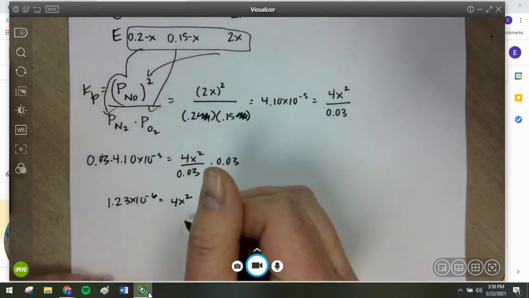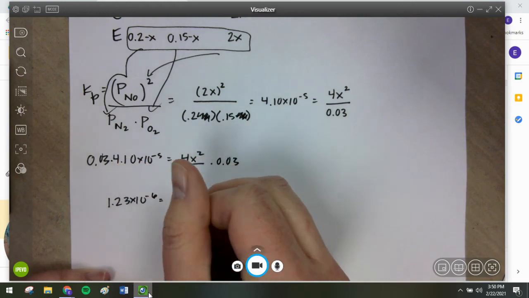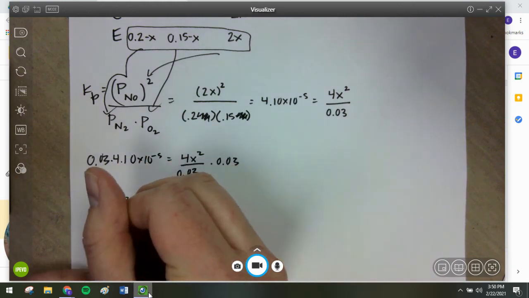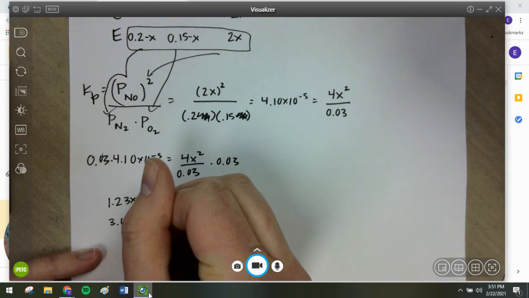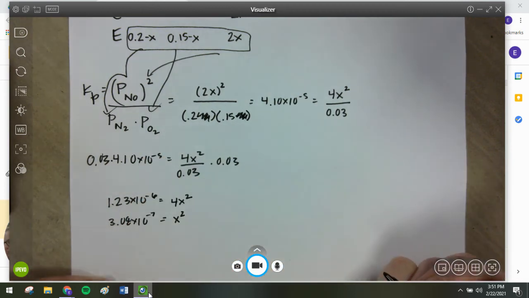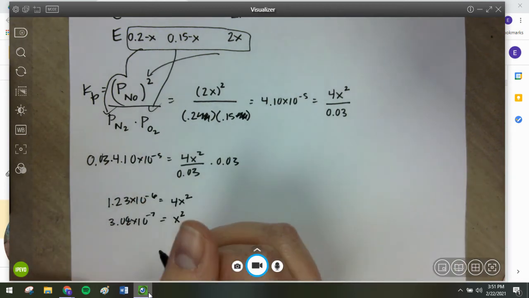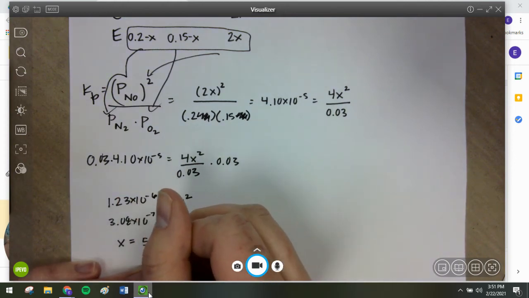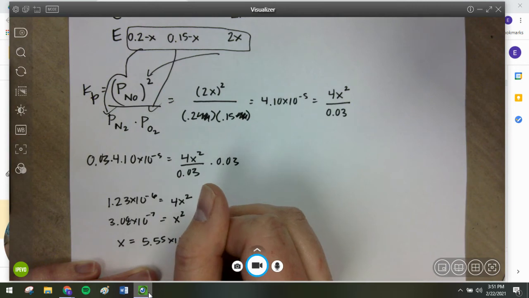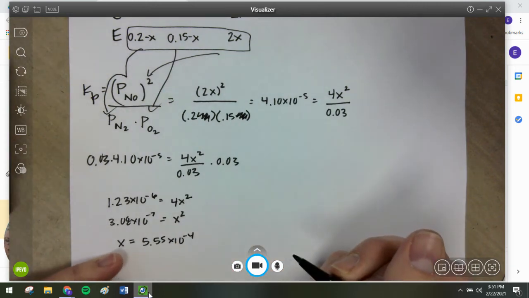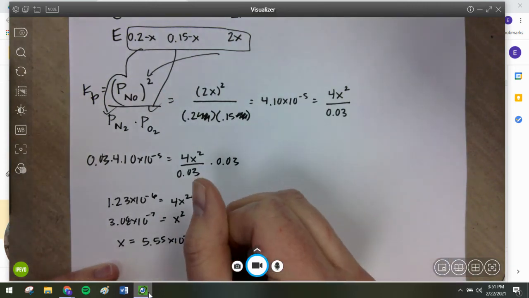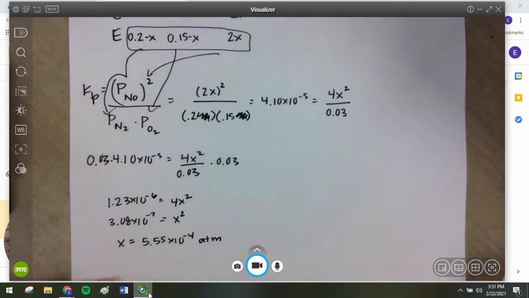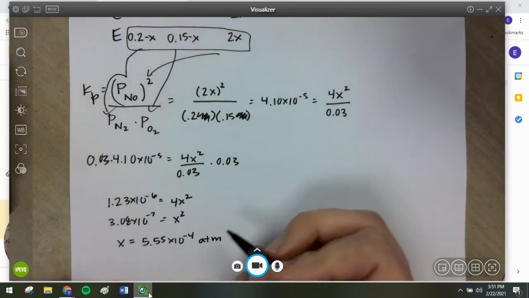Okay. If I do the math and get x squared by itself, I've got x squared equaling 3.08 times 10 to the negative 7th. I'm doing that math because I assume you can do that in your head. And then if I solve for x, my x comes out to be 5.55 times 10 to the negative 4th. Now, because x is a pressure value, the units all of a sudden pop out as pressure. If this were a molarity problem or a concentration, we would be solving a capital M here.